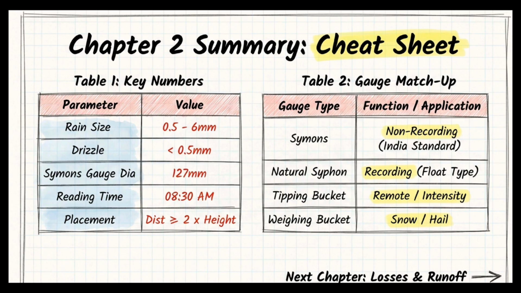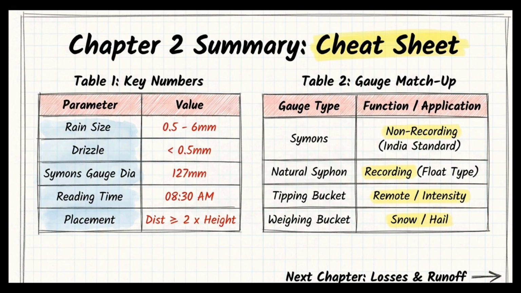Let's quickly revise chapter 2 using this cheat sheet. First, let's look at the key numbers you should remember. The size of rain droplets generally ranges from 0.5 to 6 millimeters. If the droplet size is less than 0.5 millimeters, it is called a drizzle. Next, the diameter of Symon's rain gauge collector is 127 millimeters.